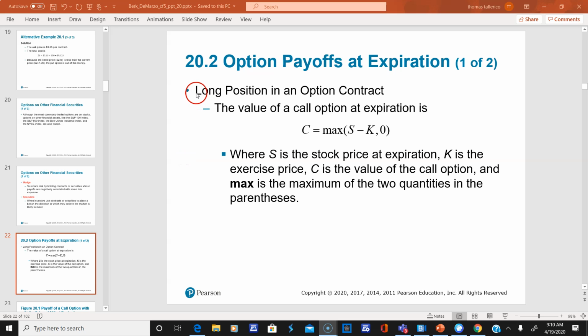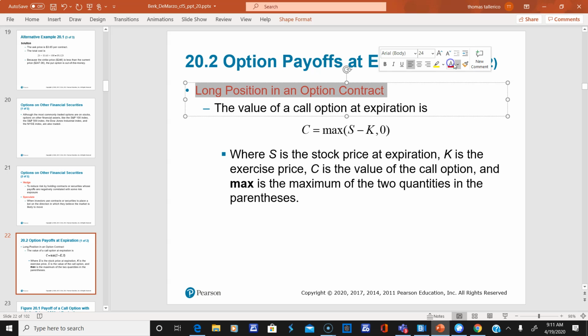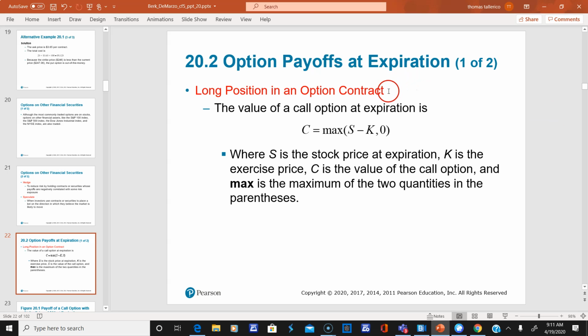So as we had previously mentioned, you can take a long position in an option contract, right? And a long position means you're looking to make money. You bought the contract. If you're long, you purchased the contract. So I want to make that clear to everybody, right? A long position means you bought. So I can go here. I'll just say bought contract.